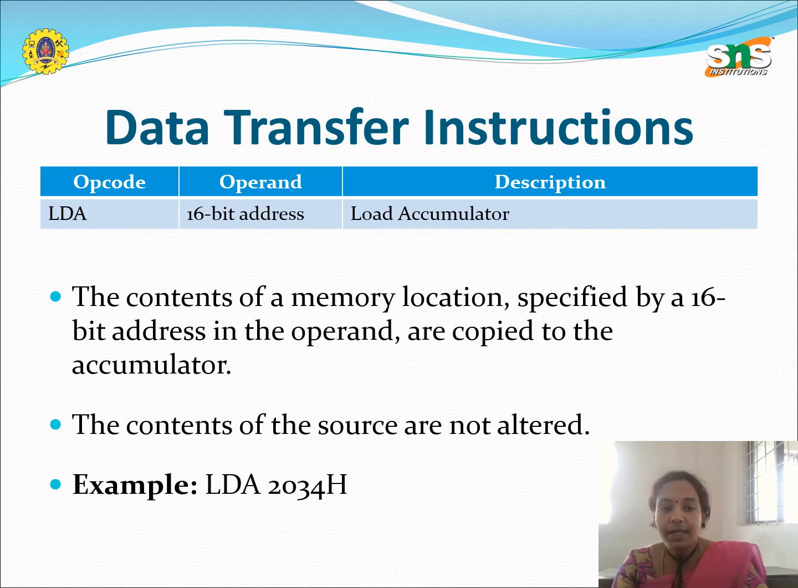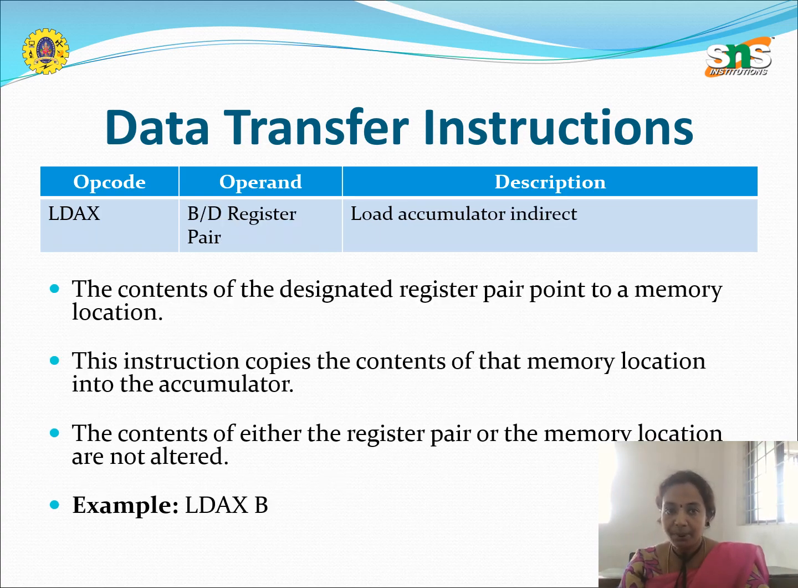The next one is LDA, load the accumulator with 16-bit address. The contents of the memory location specified by a 16-bit address in the operand are copied to the accumulator. The contents of the source are not altered. So LDA means load the accumulator with the data which is present in the 2034 address. That is the main meaning.